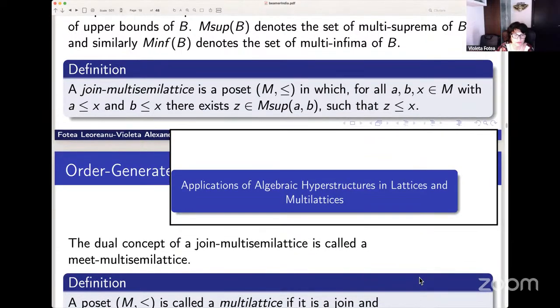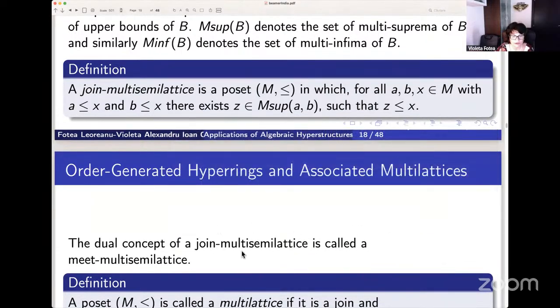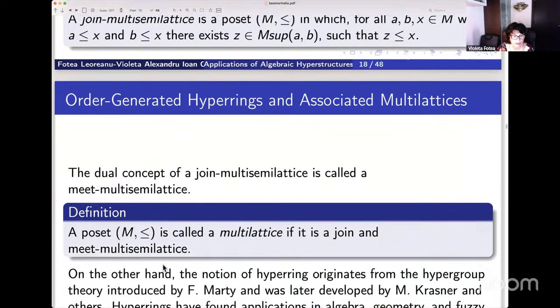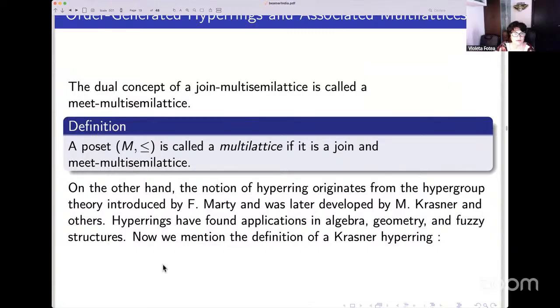In the dual manner, we define the meet multi-semilattice. And we have a multilattice if it is both a join and a meet multi-semilattice.